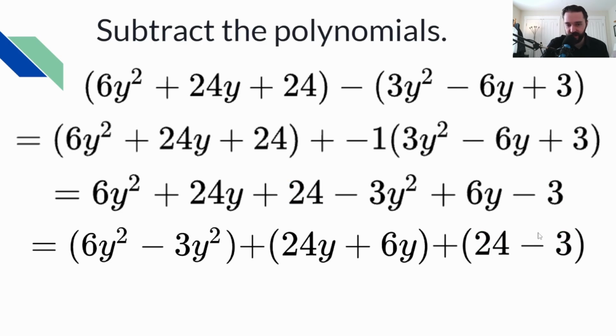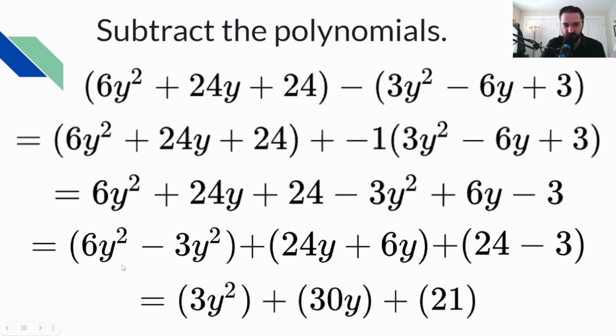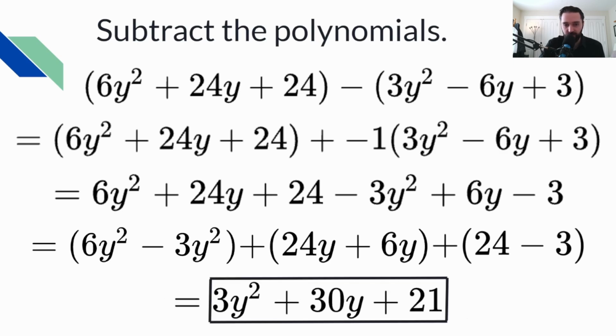Next step, we need to clean up the business in parentheses. 6y squared minus 3y squared gives me 3y squared. And then 24y plus 6y gives me 30y. And here, 24 minus 3 gives me 21. So those parentheses are no longer necessary, so we're going to get rid of those. And we'll report our final answer as 3y squared plus 30y plus 21.